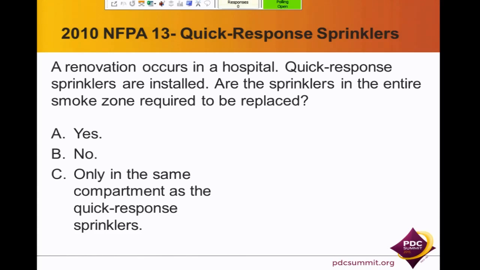A renovation occurs in a hospital. Quick response sprinklers are installed. Are the sprinklers in the entire smoke zone required to be replaced? And we want the NFPA 13 answer on this.